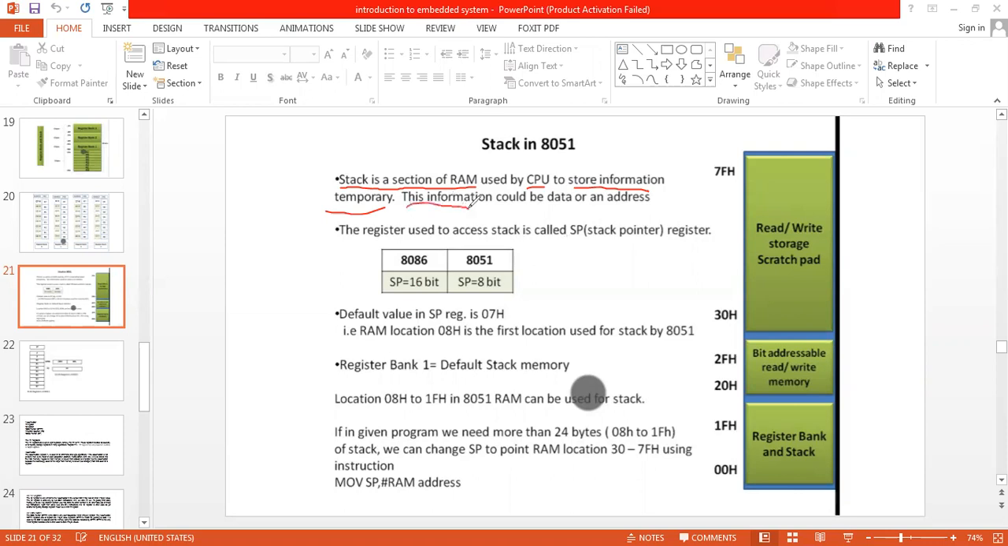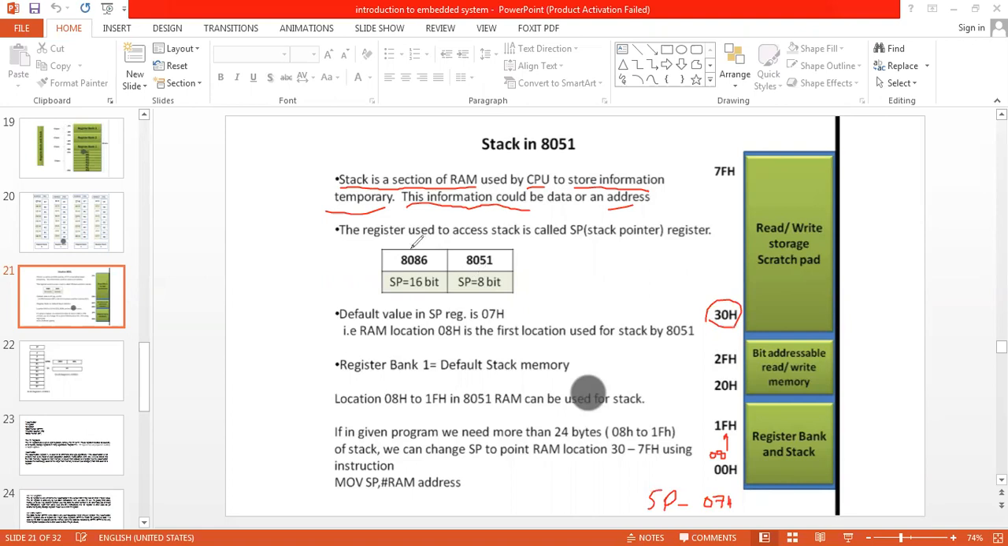And that can be data or it can be an address. I can save the address in the stack memory. So where I have a stack memory, I have 08 to 1F. This is the default stack memory. And what will be the stack pointer initial value? The stack pointer register initial value is going to be 07H.